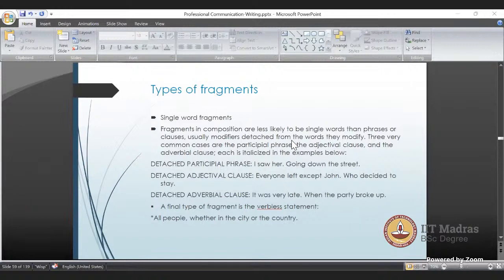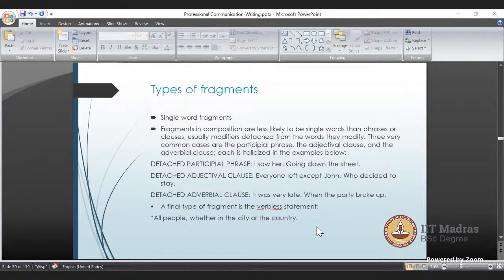Now the last one would be, like we were discussing, the verbless statement. Okay, look at that example. All people, whether in the city or country. So you're referring to all people, whether in the city or the country. You have no verb, but it is understood. It's not like the person did not understand what is being referred to. You understood that you're talking about all people, including the ones living in the country or the city. However, this understanding has come to you without the presence of a verb. So this is a verbless statement.